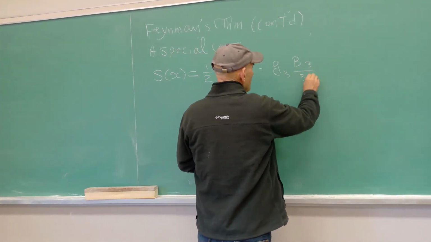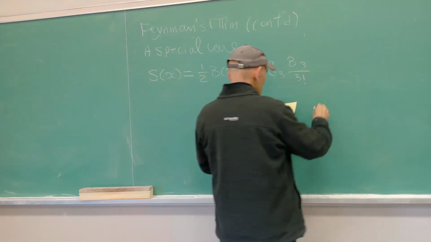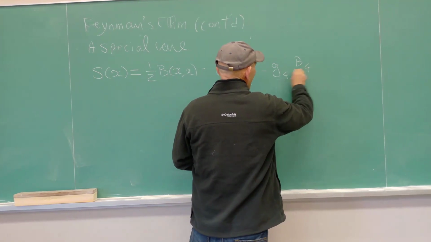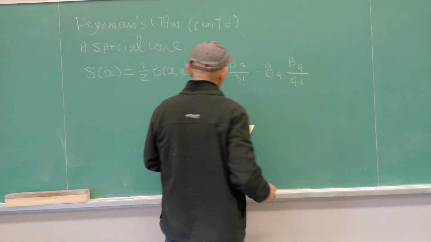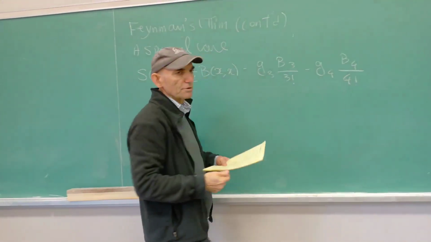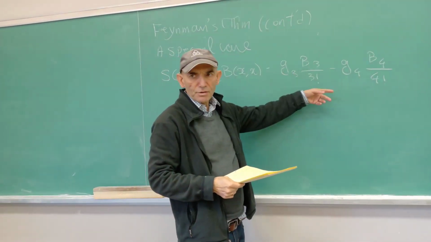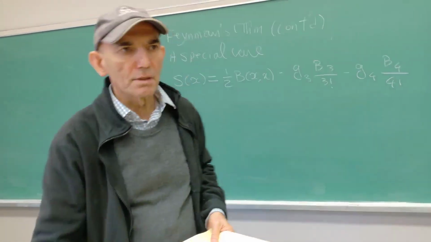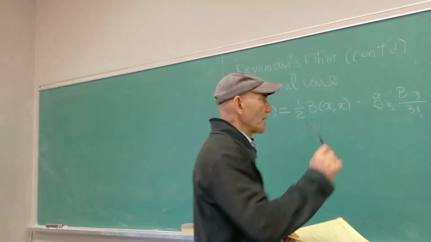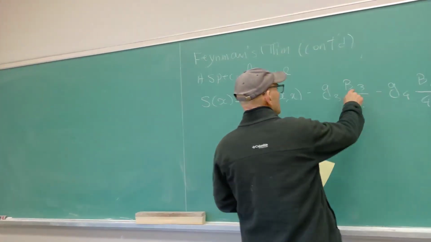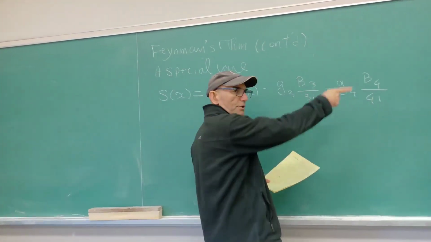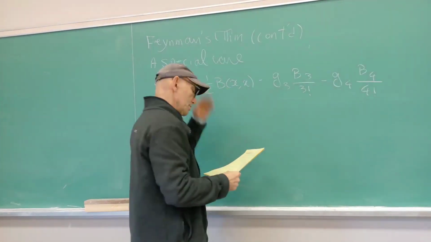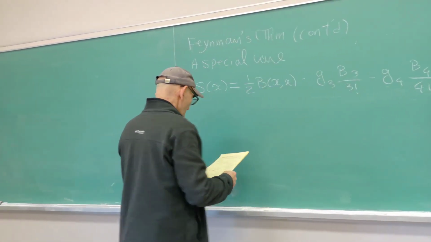g3 b3 over 3 factorial minus g4 b4 over 4 factorial. So of those infinite g's, we just select two, g3 and g4. Of course, b3 and b4 are just tensors, rank 3 and rank 4, symmetric tensors. But we can consider them also as functions when you compute on the diagonal. This is a cubic function, and a quartic function in d variables, for example.